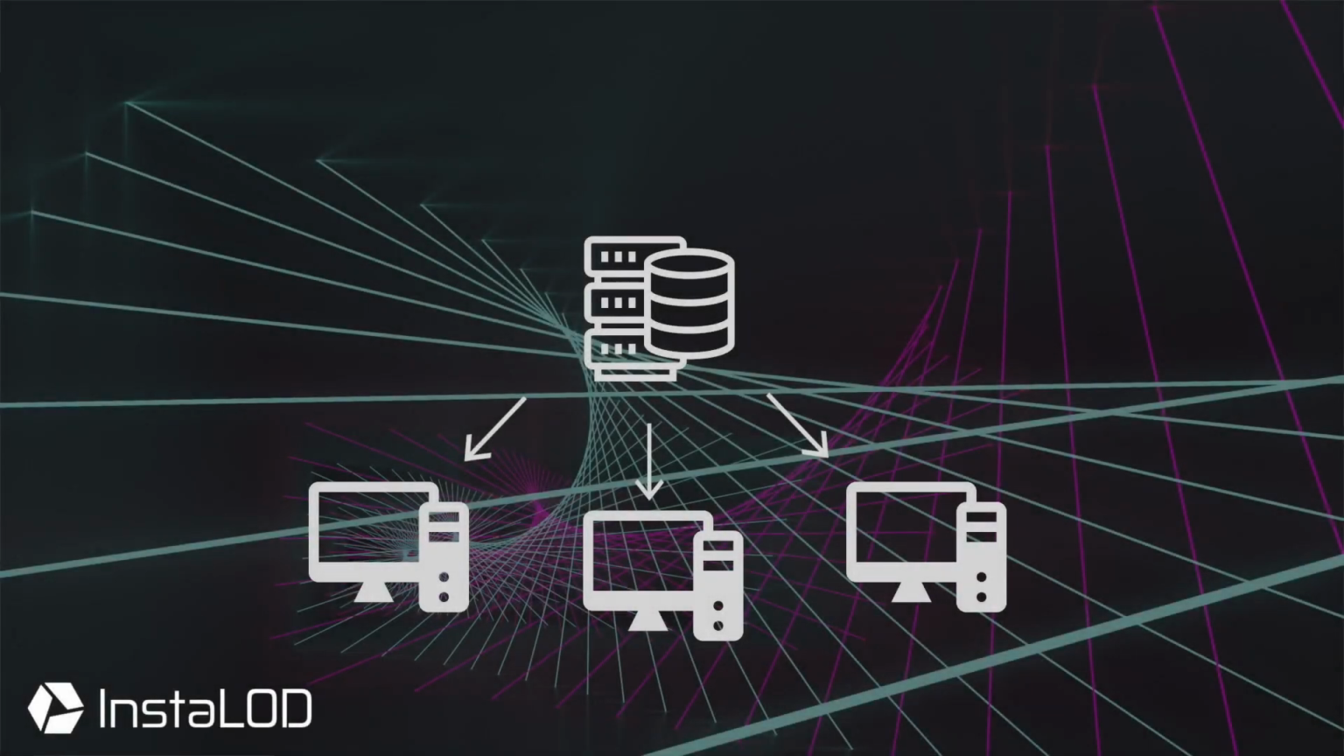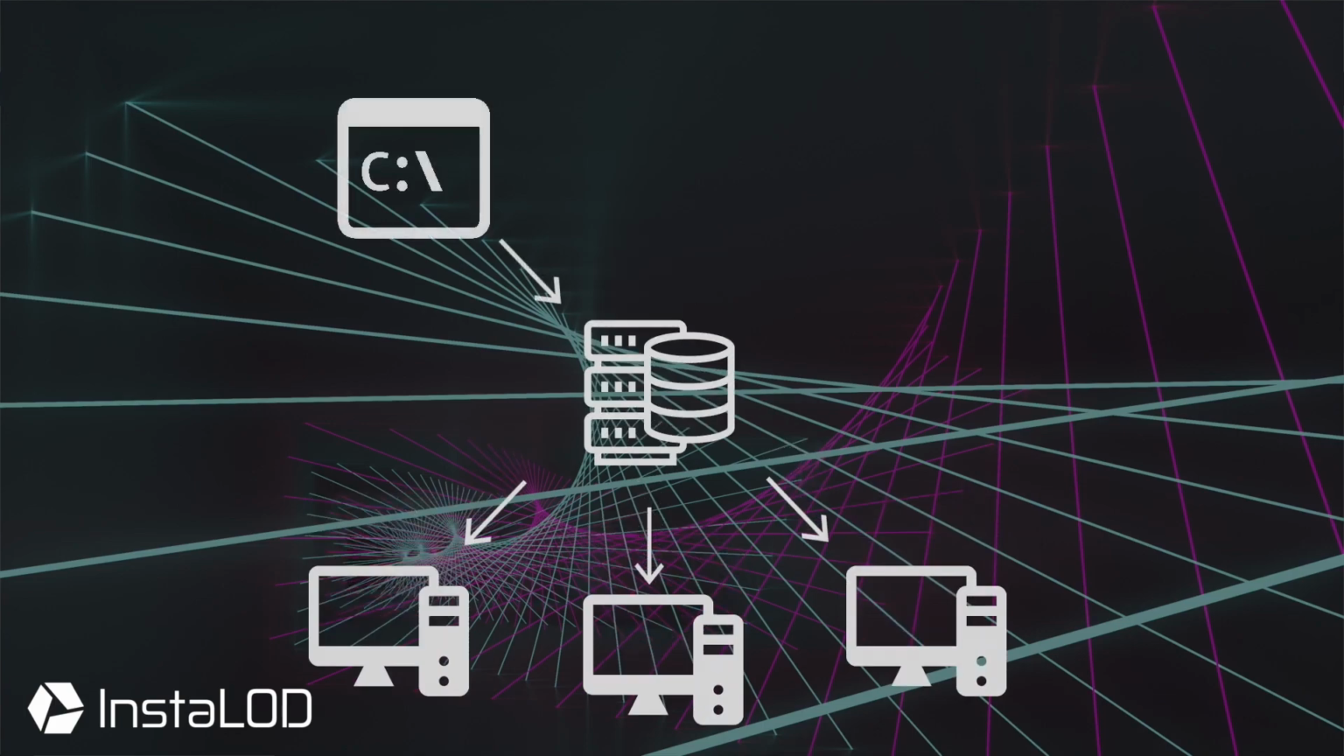In this video, we're going to look at how to set up an InstaLOD Grid server. For this to work, you need to make sure that you have the correct license entitlements. A grid server can be set up in two different ways. The first option is to set up the server through the command line. This is really easy to do. It only requires a few commands, which I'll break down for you in this video.